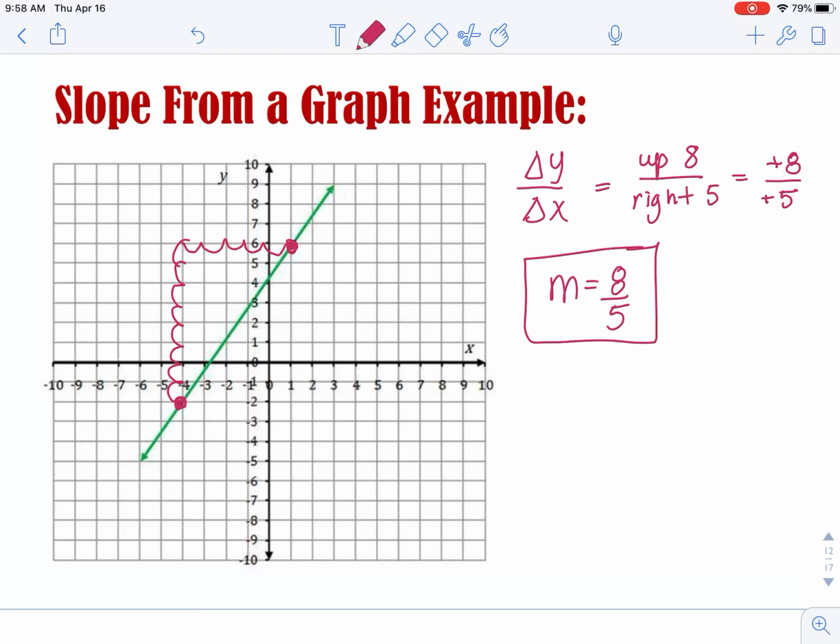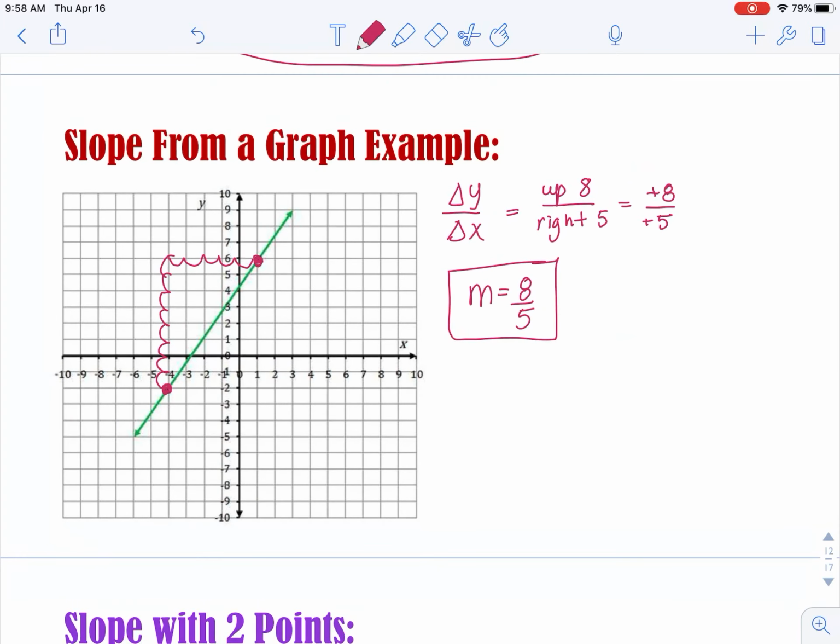My line should be an increasing line. And yes, that's true. It is increasing, positive. It is going up. So that's great. We have positive 8/5 as our slope. If I kept going, I could go up 8 more, 2, 3, 4, 5, 6, 7, 8, and to the right 1, 2, 3, 4, 5, and it would eventually hit the line. Now, I didn't draw that perfectly.